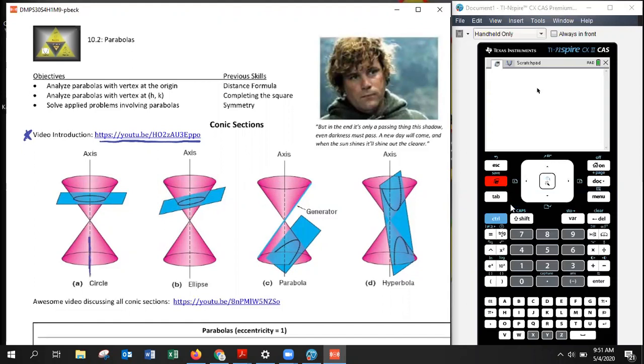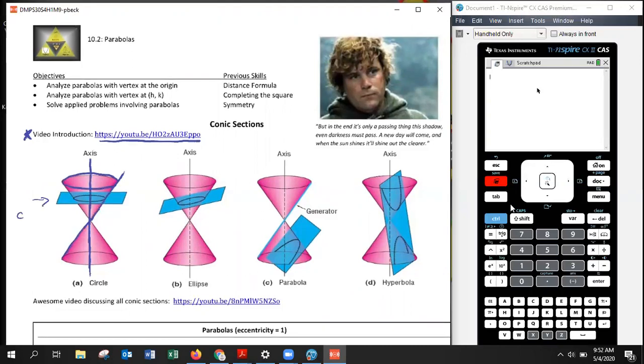What happens is we are going to take one line, take a second line, and then with that second line, we're going to revolve the second line around the first line. And in doing so, we create what we call the double napped cone. The reason why we call these conic sections is because we'll then take a plane and cut this cone with the plane and form all of the different conic sections.